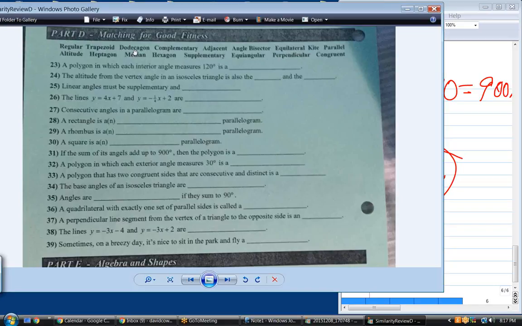So, dodecagon is how many sides? 12. Okay.